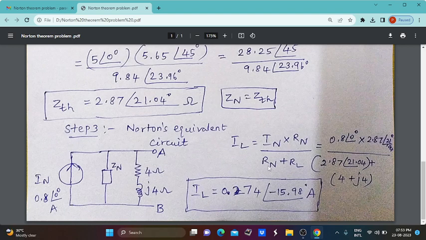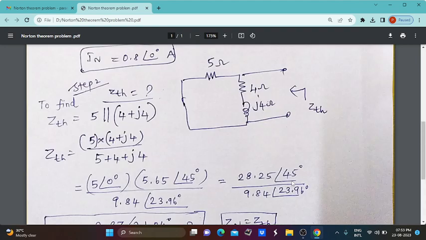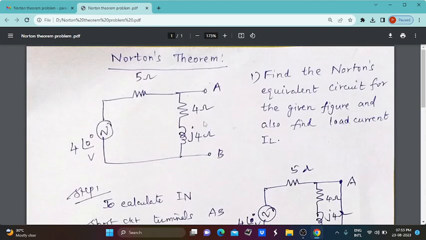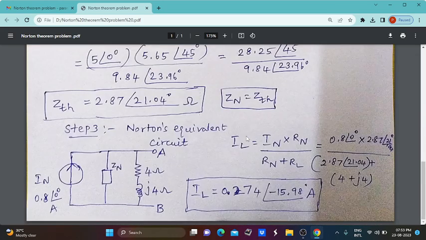So with the help of Norton's theorem, we can find the load current between any two terminals in an AC circuit, as determined in this example. I think everyone understands this concept clearly. So I hope I could clearly explain this concept. So kindly see these examples, and if you have any doubt, you can ask me at any time.